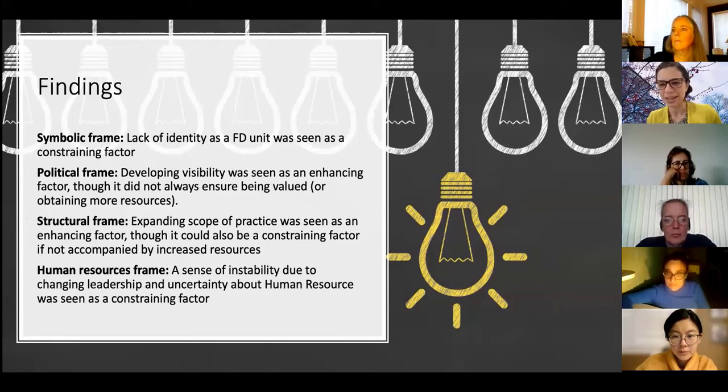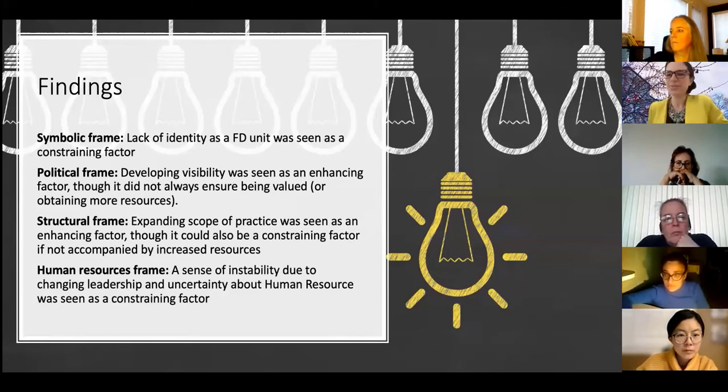I won't go into detail into the findings since you have the paper and you can read the key themes that emerged. But I do want to mention that you'll see there that we structured the findings around the symbolic, political, structural, and human resource frame. And what we found is that in each of those frames, there were striking constraining factors or enhancing factors that either really pose the barrier to the work of faculty developers or enhanced and improved the work and amplified the work that was done.